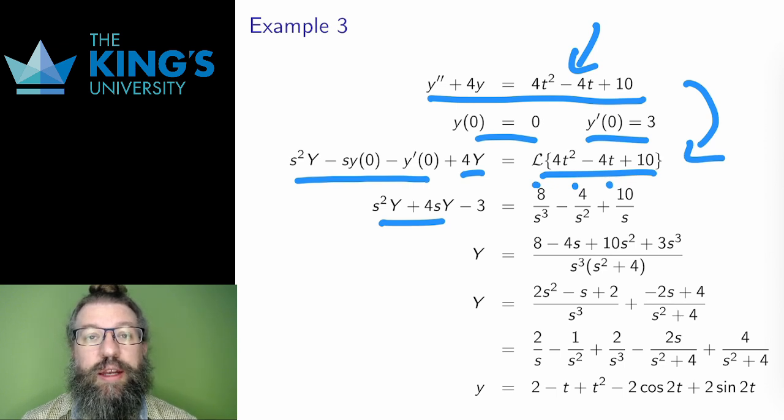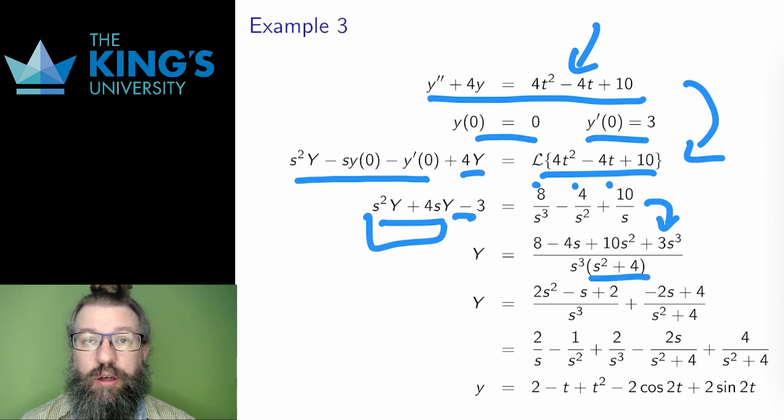The 3 can then come over. The minus 3 will become plus 3. On the right, I can factor s squared plus 4s out of the Y terms on the left, divide by that. If I take all of that to a common denominator on the right, I get this expression.